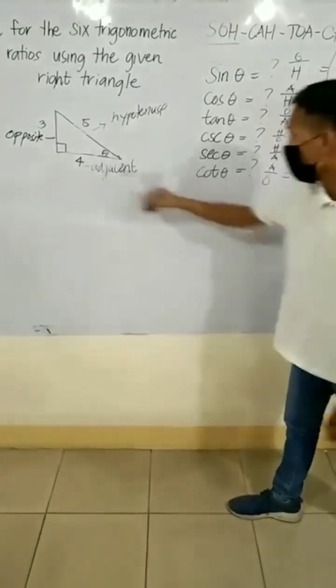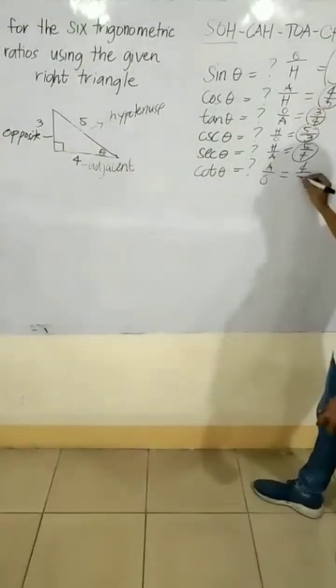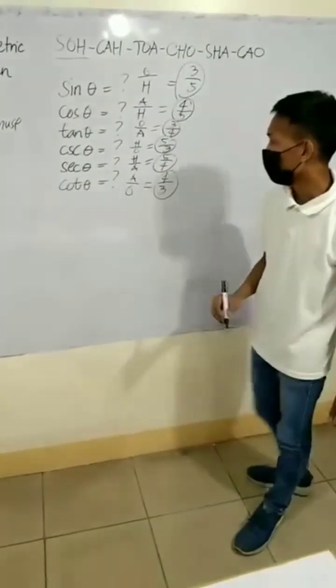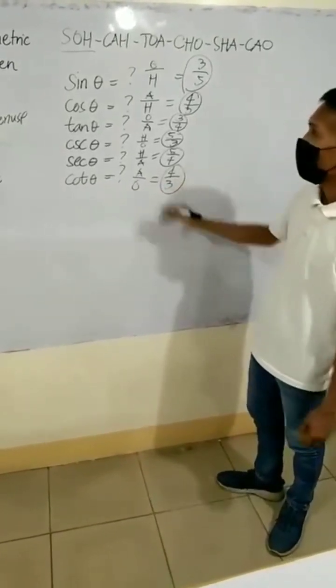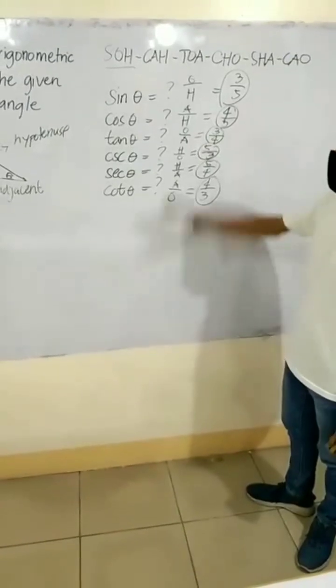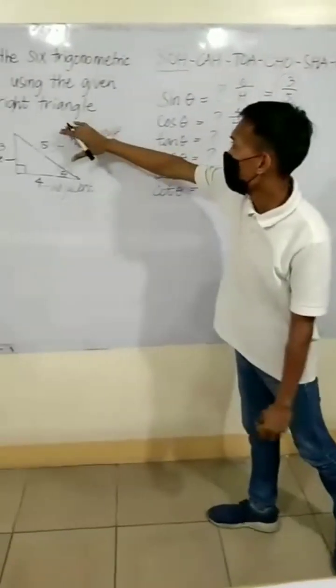And then lastly, we have cotangent theta, that is just equal to adjacent over opposite. So our adjacent is 4. And our opposite is 3. So therefore, the cotangent theta equals 4/3. Now this is just basically how you solve the 6 trigonometric ratios using the given right triangle.